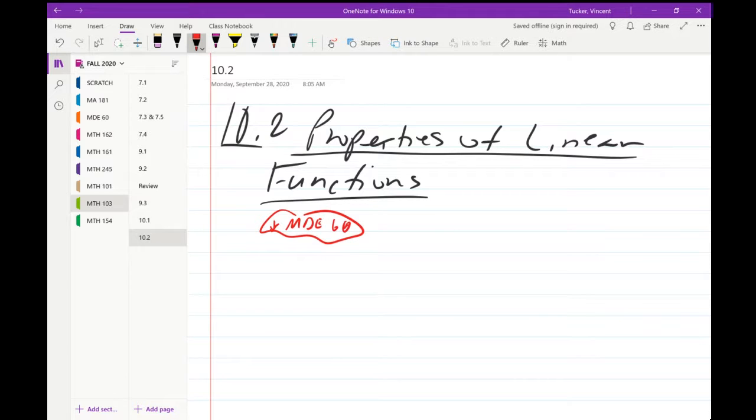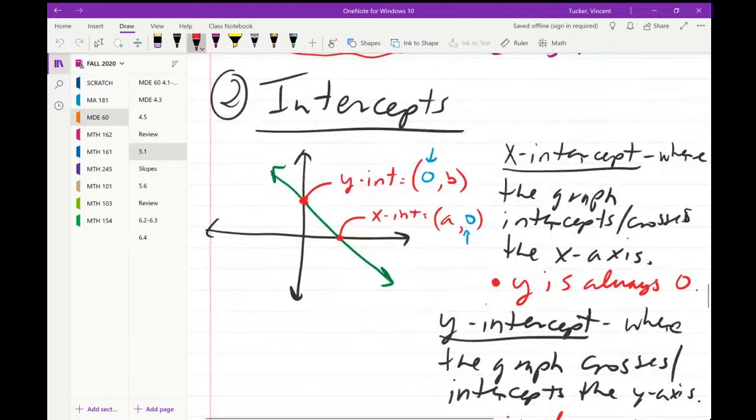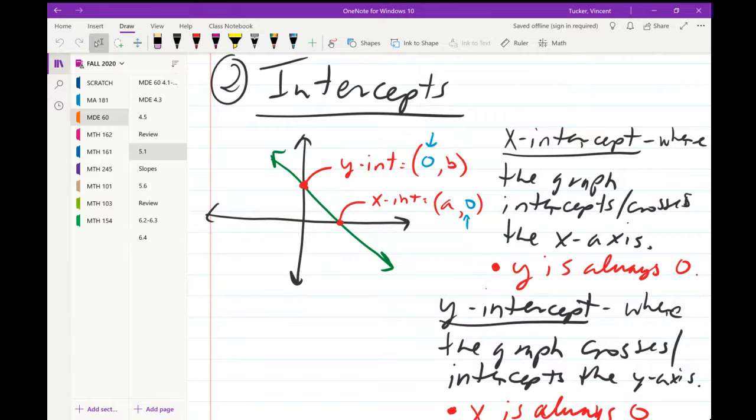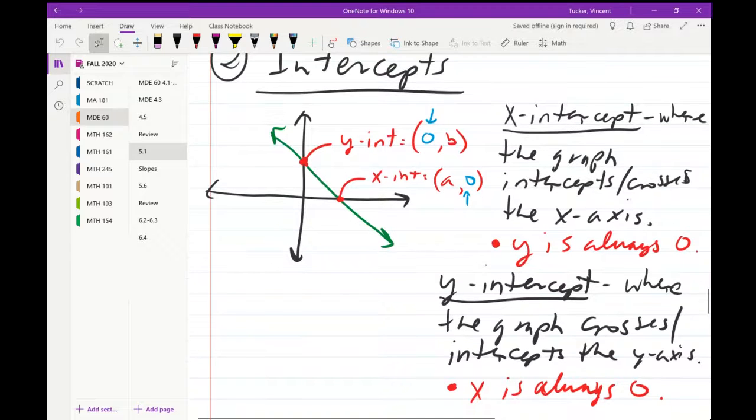All right, so 10.2 is properties of linear functions. This is where we'll start today, with your intercepts. The x-intercept is where your graph crosses or intercepts the x-axis. And your y-intercept is where the graph crosses or intercepts the y-axis.